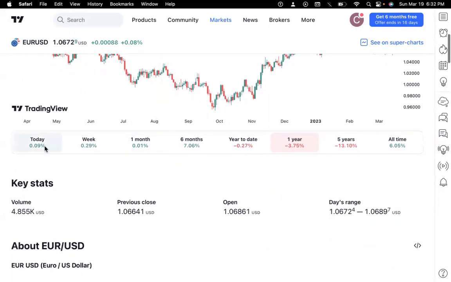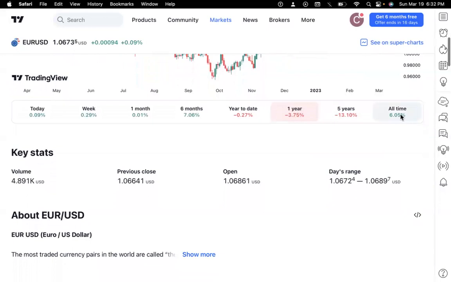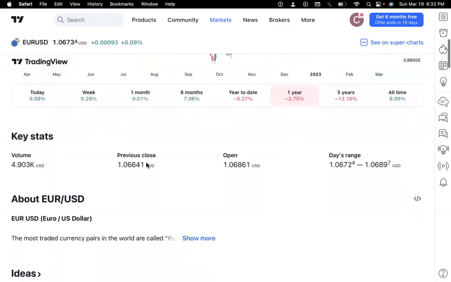You can see what is the gain for today, the week, the month, the last 6 months, year to date, the year, 5 years, and the all-time increase. You can also see, again, what is the daily range. So the daily range is something that I use a lot personally when I'm dropping trade ideas for you guys.